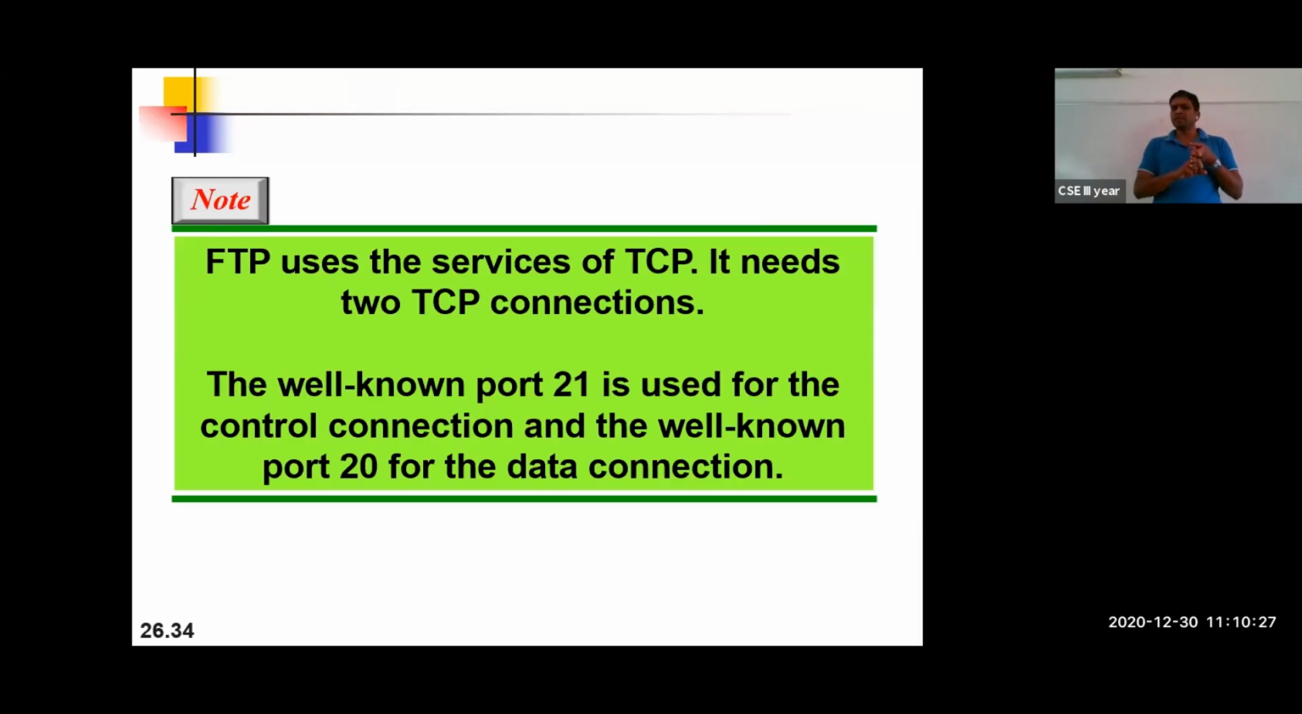The port number 21 is used for control connection. I'll show you what is control connection. In the next 1 or 2 slides, I'll show you. Port number 20 is used for data connection.